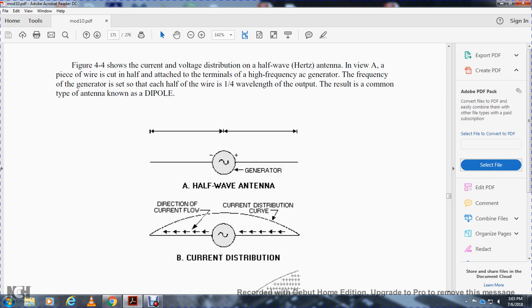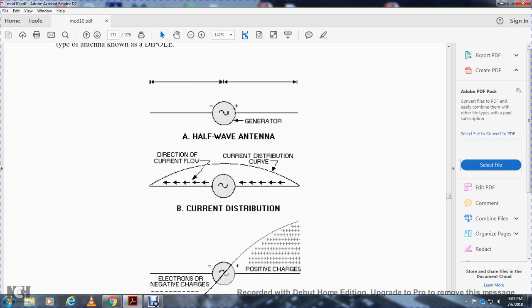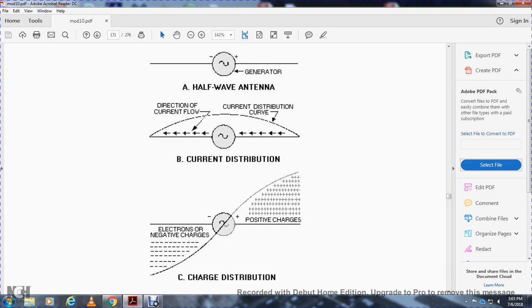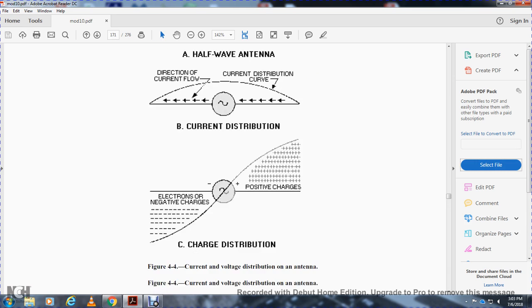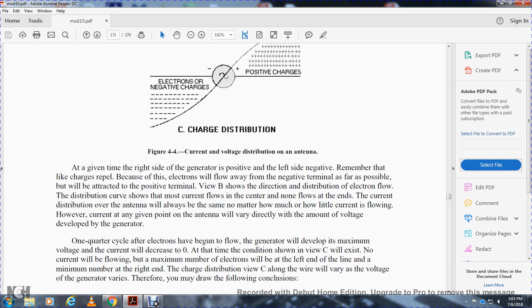Alright, you have a half-wave antenna, the direction of current flow, and the current distribution curve. Current distribution, charge distribution, electrons, negative charge, positive charge. At a given time the right side of the generator is positive and the left side is negative. Remember, like charges repel. The electrons will flow away from the negative terminal as far as possible, and they will be attracted to the positive terminal. View B shows the direction of electron flow with the distribution curve, which shows most of the current flowing at the center.